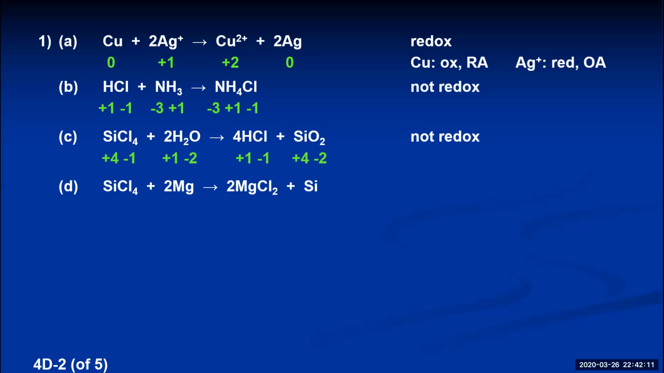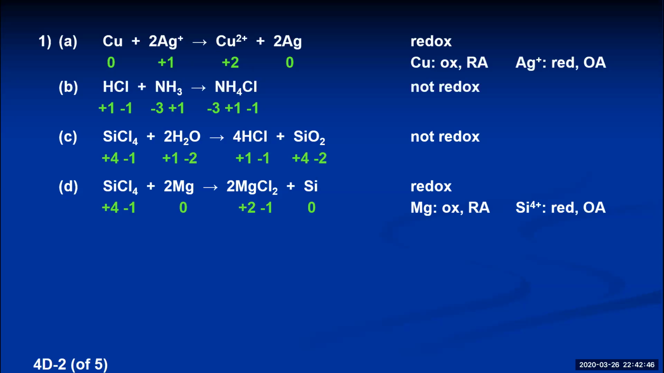In D, silicon tetrachloride, chlorine is -1, silicon's +4. Elemental magnesium would be 0. In the compound MgCl2, magnesium is +2, chloride's -1, and elemental silicon is 0. In this case, we have the magnesium going from a charge of 0 to a charge of +2, so its charge is going up, it's being oxidized. And the silicon is going from +4 down to 0, so it's being reduced. So we have an element being oxidized and an element being reduced. This is a redox reaction.